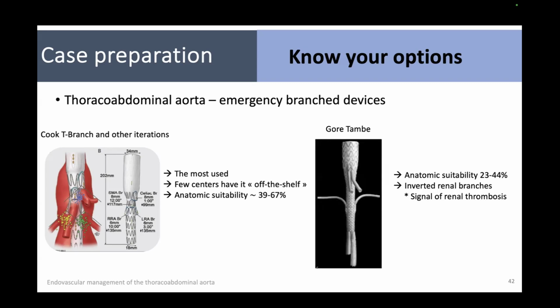The Gore just got the Gore Excluder Thoracoabdominal Branch Endoprosthesis approved in Canada too. It's kind of an alternative to the T-Branch. Thing is, the inverted branches for the renals that are on this graft have been shown recently, in a study about the first grafts implanted in the US, to have more thrombosis. So there's a signal there of more thrombosis of the renal limb. So it's something to think about if you want to use this graft in the future. And the anatomical suitability is a bit lower at 23 to 44%.